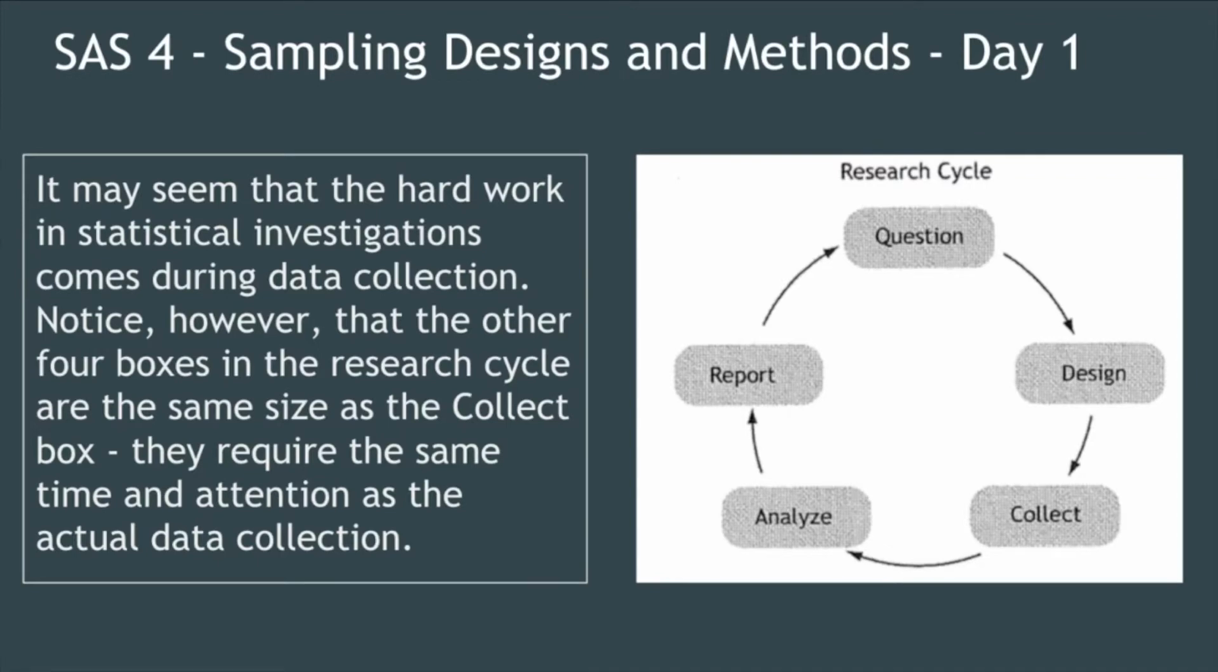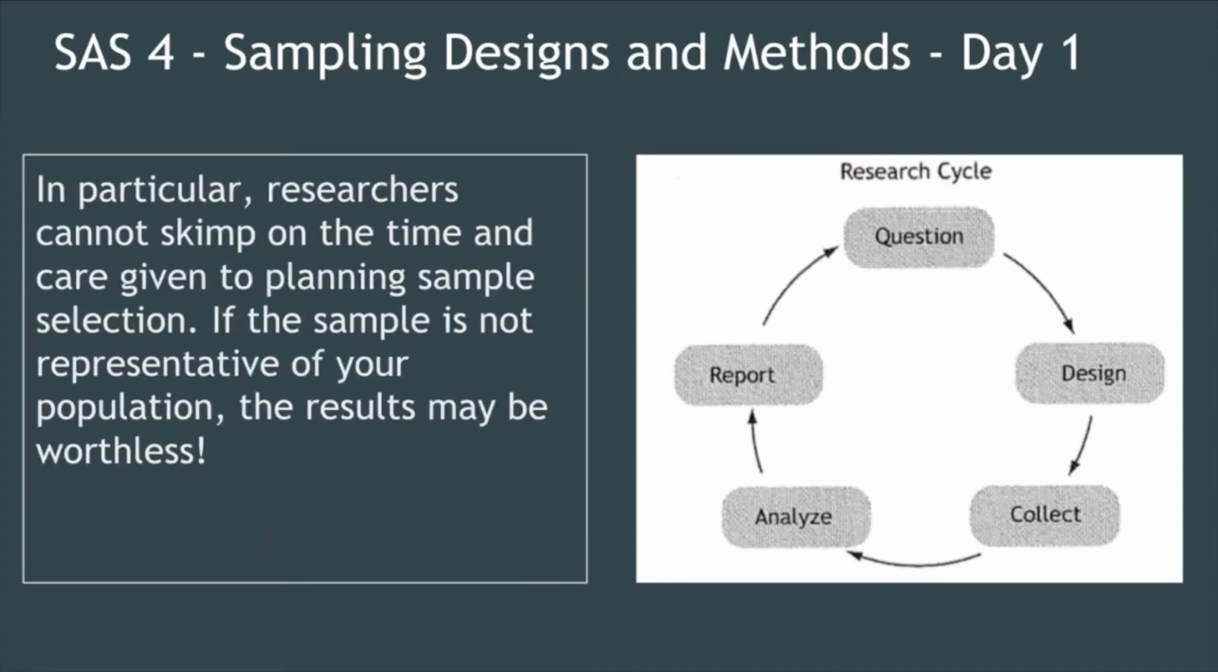In particular, researchers cannot skimp on the time and care they give to planning sample selection. If the sample is not representative of the population, results are going to be worthless. So like I said, if you can't get a sample of the population that you can collect data on, you're not going to get an accurate assessment, an accurate analysis. You're not going to be able to report accurate findings or an accurate conclusion.